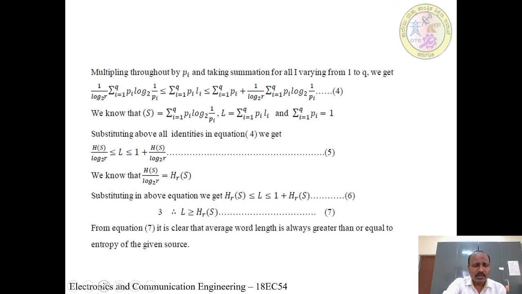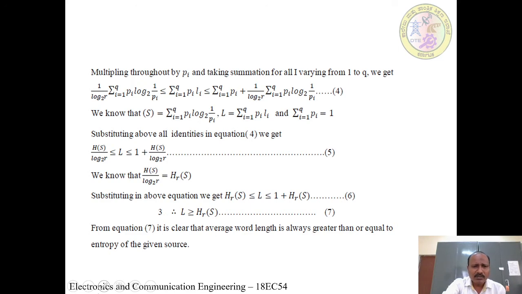And we know how to write the entropy for the different symbols. If you are considering r as 3 or 4, for ternary units or quaternary units, then H(S) divided by log r with base 2 is nothing but H_r(S), the entropy with base r. Substituting this in the above equation, we get H_r(S) is less than or equal to L, and L is less than or equal to 1 plus H_r(S). What is it saying?